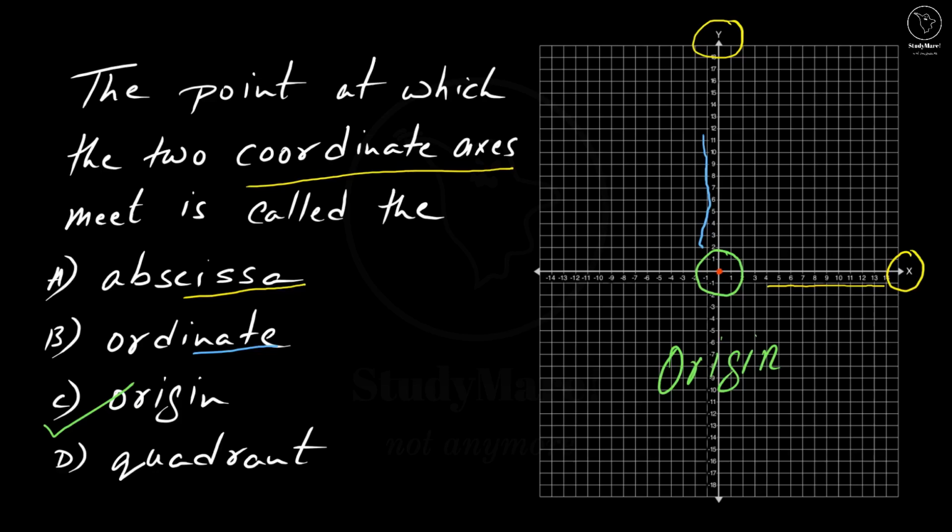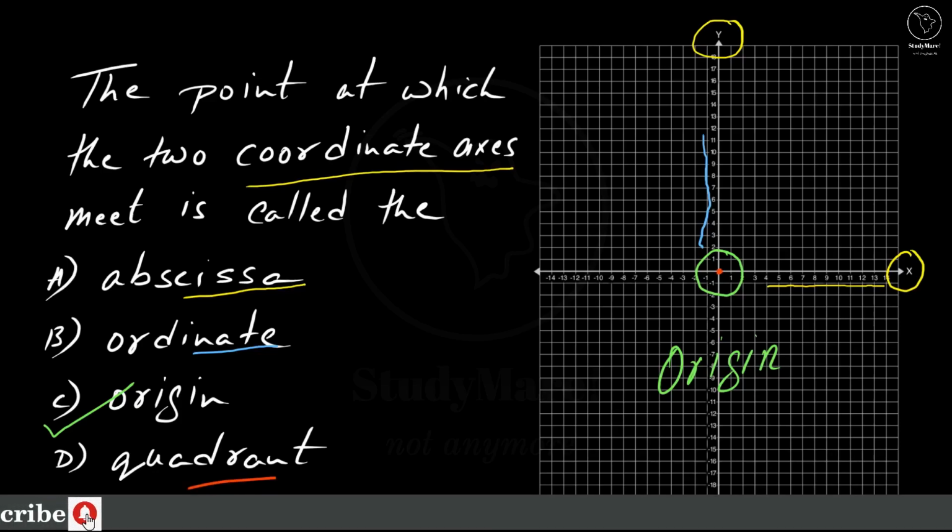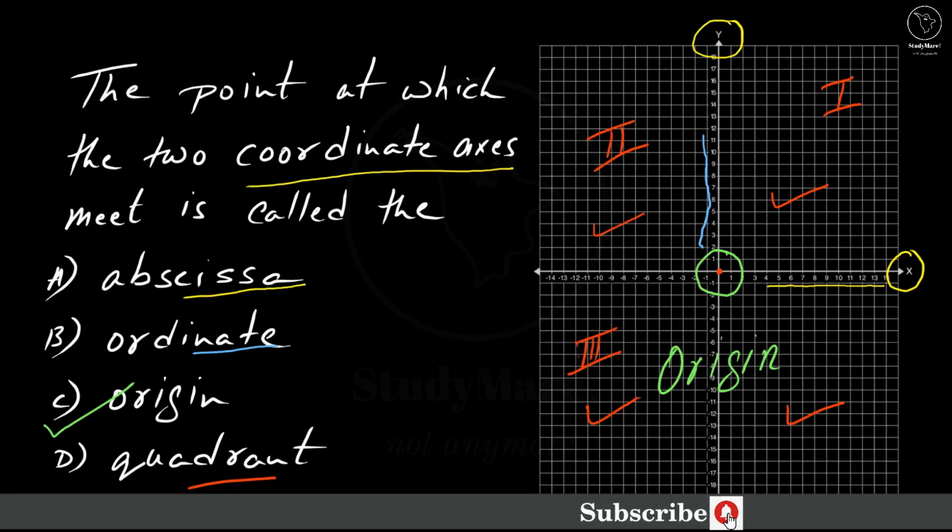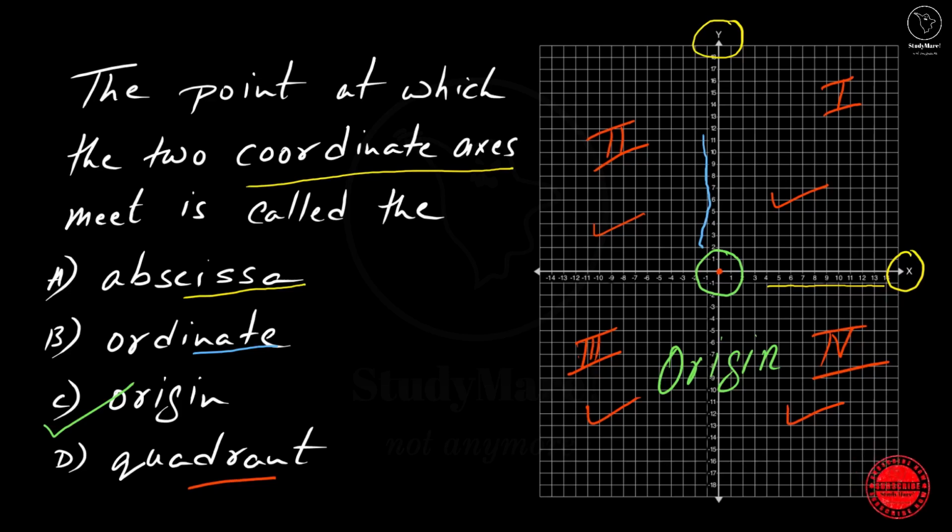And what is your quadrant? These sections are your quadrants, four quadrants. Start with this first, this is your second, this is your third, and this is your fourth, nothing else. So the answer to this question is origin, and you also get a basic understanding about what is abscissa, what is ordinate, and what is quadrant.